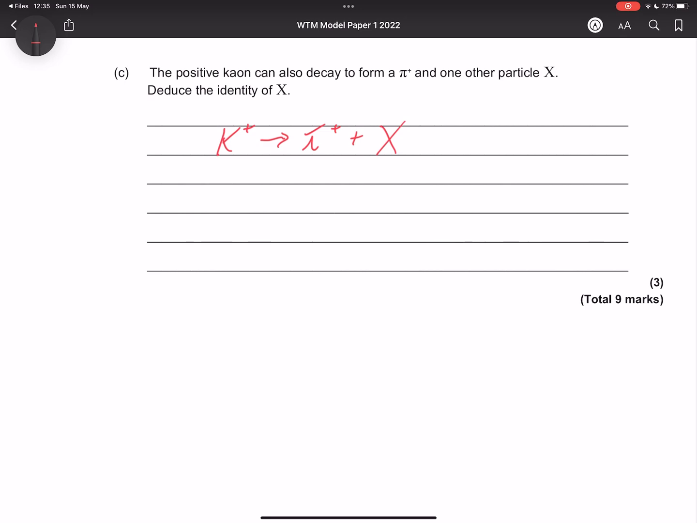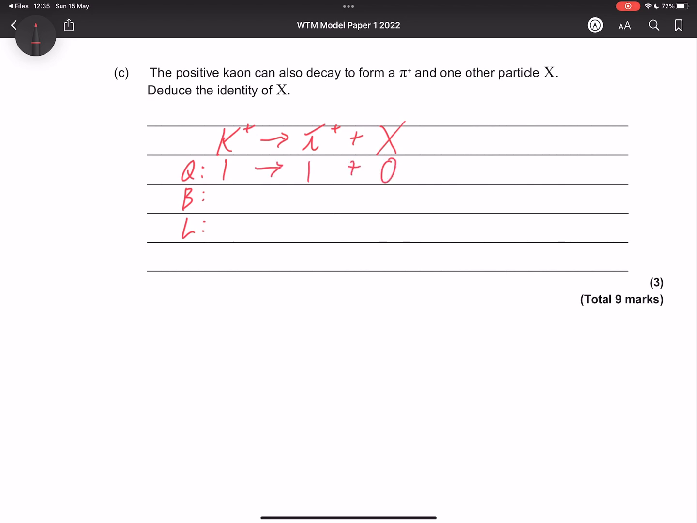So we should always tackle it with QBL, so our charge, baryon number, and lepton number conservations. You are not expected to do any strangeness ones, because strangeness does not have to be conserved. You should only ever do a strangeness conservation if you are told it is a strong interaction.